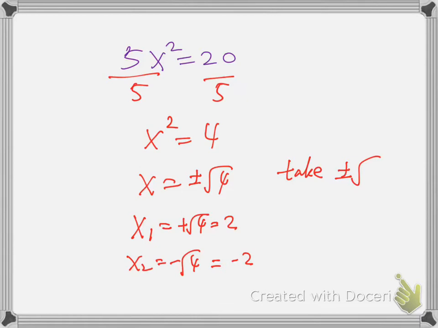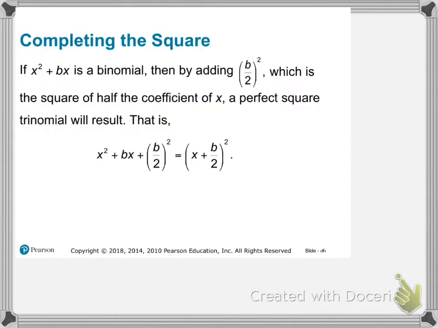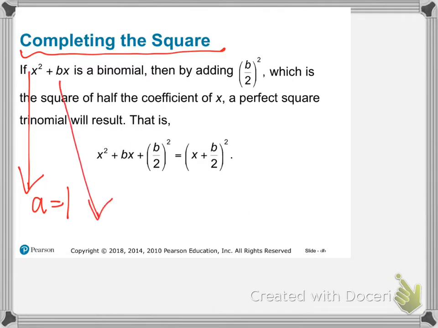So now let's look at the second method, for b not equal to 0. It's called completing the square method. There are two conditions, right? First, before you complete the square, we have to change a to equal 1. Later I will tell you how to do that. And then b cannot be 0. If b is 0, just use square root property, right?